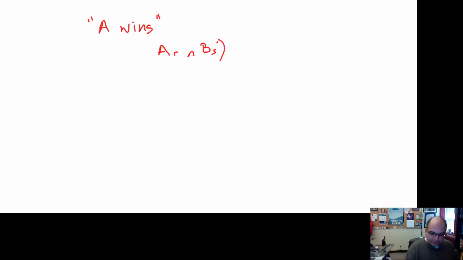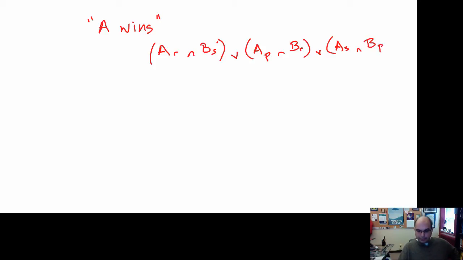There's other ways. Or A chose paper, right? And B chose rock. Or A chose scissors and B chose paper. Okay, so this logical expression is actually the translation of A wins, right? And you can construct a similar one for B.